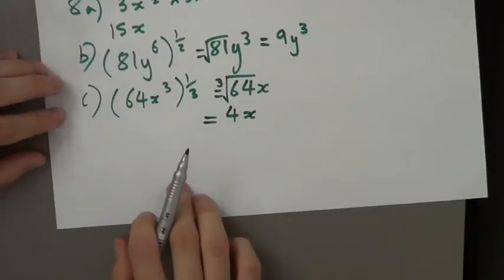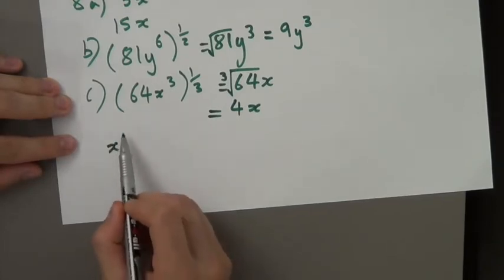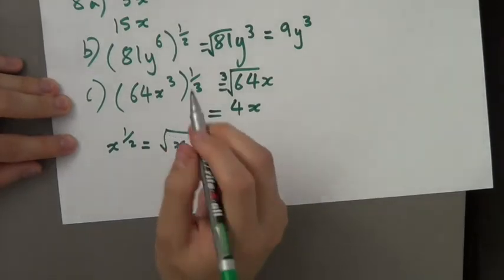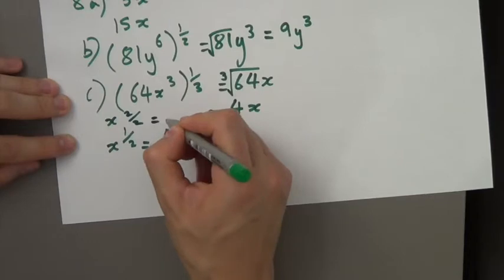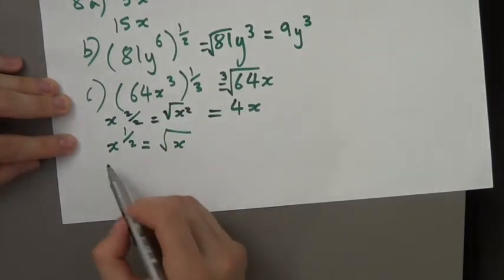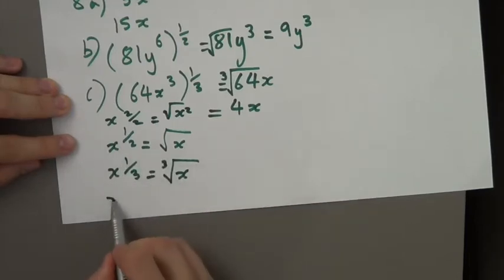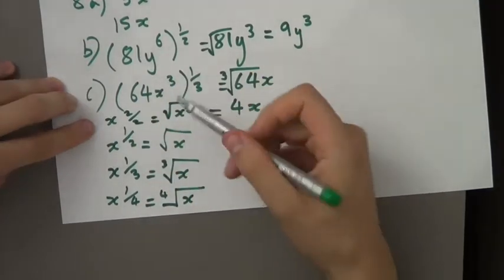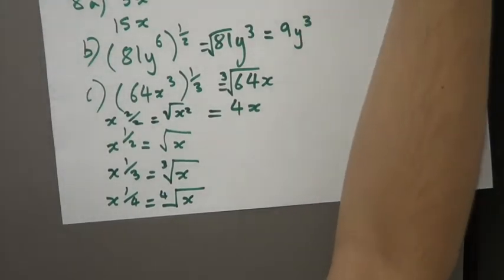Just to recap, if you don't know what these indices mean, x to the half is the square root of x. You could even say x to 2 over 2 is equal to x squared. X to the third is that, and x to the fourth is that. So just be wary of these rules. Right, let's do the next question.